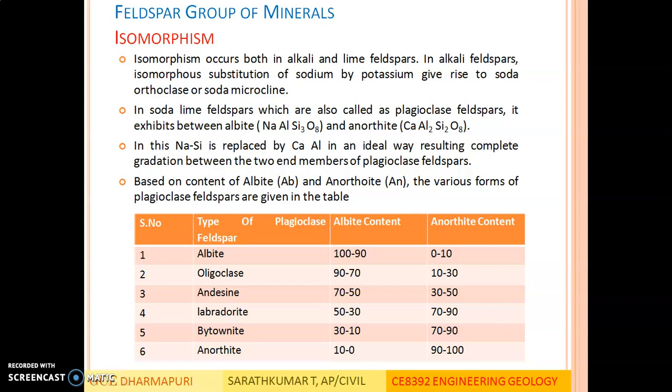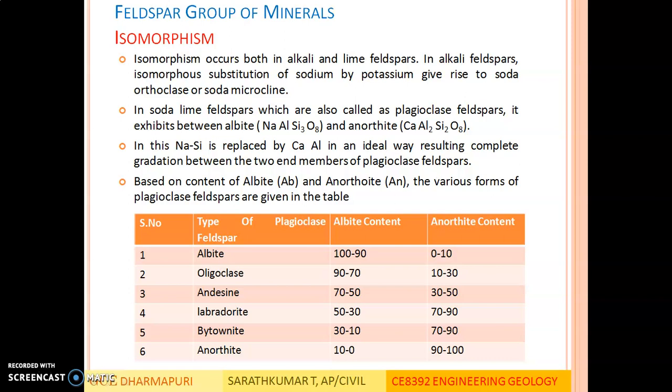As you can see, the albite chemical formula is sodium aluminum Si3O8. This NaSi is replaced by CaAl in anorthite. The sodium and silica are replaced by calcium aluminum, giving rise to the chemical formula calcium aluminum 2 Si2O8. Based on the content of albite and anorthite, the various forms of plagioclase feldspars are given in the table. So the boundary minerals called end members here are albite and anorthite. At one end you have albite and at the other end you have anorthite.